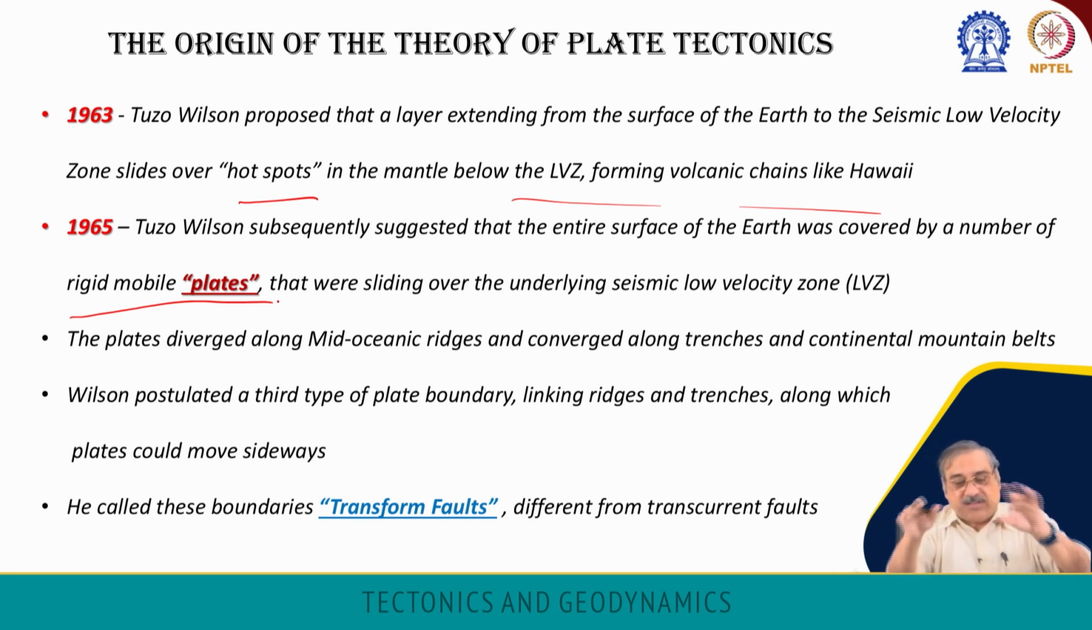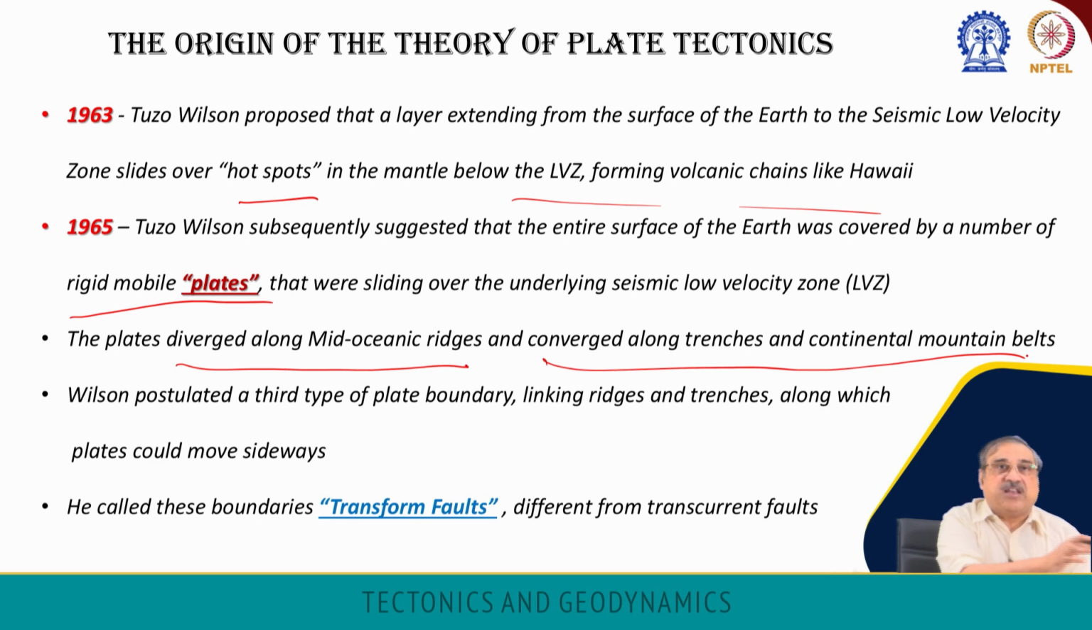These plates were all sliding over the underlying seismic low velocity zone. So, he said then that the plates were diverging along the mid-oceanic ridges, they were converging both along trenches as well as continental mountain belts, right. And also there would be places where the plates could actually move sideways with respect to each other. So, there would be a lot of different plates on the earth's surface, they would move sideways with respect to each other. Wherever they move sideways, you would also get earthquakes, but these boundaries would be different from the ridges, they would be different from the places where the consumption is taking place, that is the trenches.